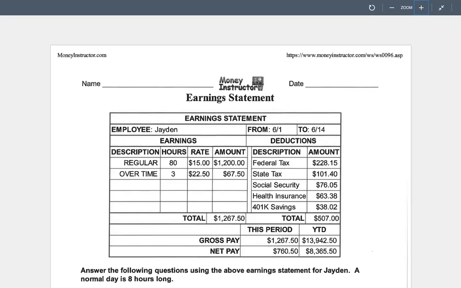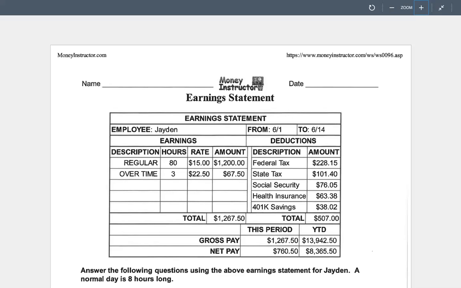Now, he has 3 hours of overtime. So that means either in the first week or the second week, he worked over the 40 hours. It doesn't specify which week he worked and how much overtime he worked each week. It just says in total, he worked 3 hours overtime in those 2 weeks.